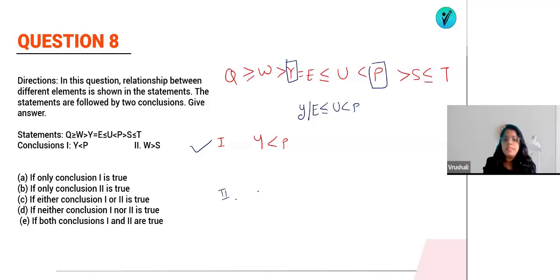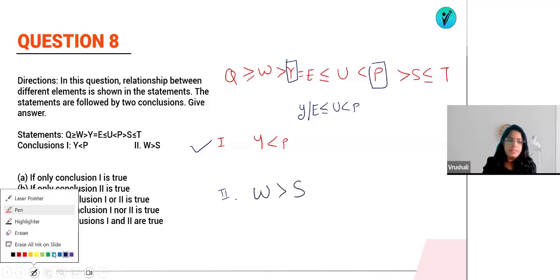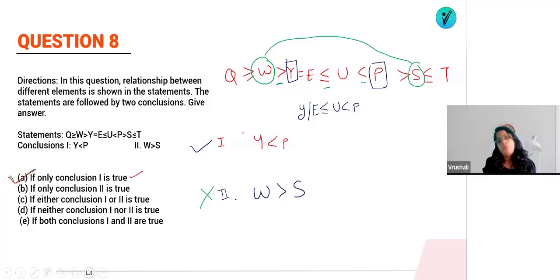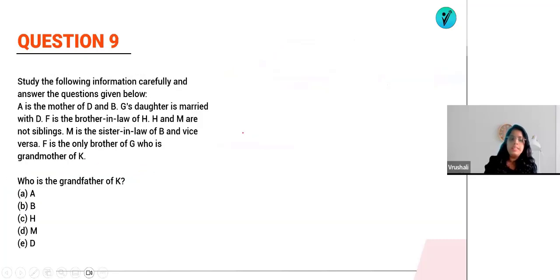Similarly, if you find out for the second one, W is greater than S. Now if I find out the relation of W and S, this is my W, this is my S. So going from W to S, you can see this is a greater than, less than or equal to, less than. If there are opposite symbols, then it never follows. So your answer will be only one true. That means the answer is option number A. That is the only one that follows. That's it. Now we will do the next question here.